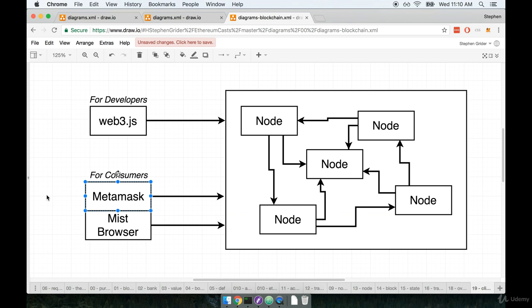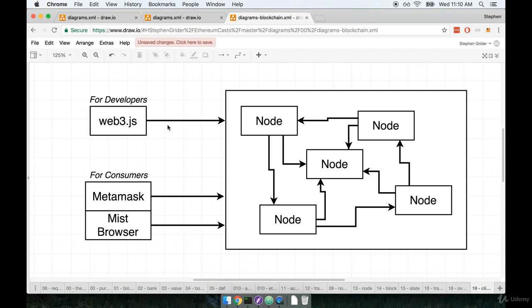All right, so in this video, we spoke about Web3, which is going to be our sort of programmatic access to the Ethereum network. And we also spoke about MetaMask, which is going to be how common people make use of the Ethereum network. We're going to be using both of these technologies throughout this course to interact with the Ethereum network.